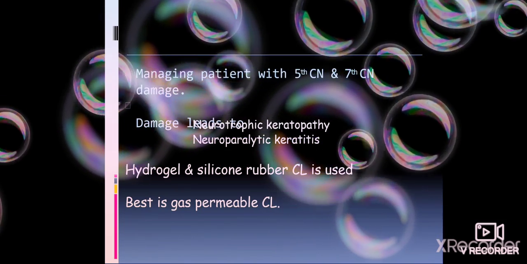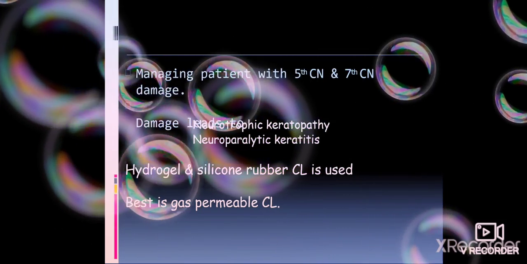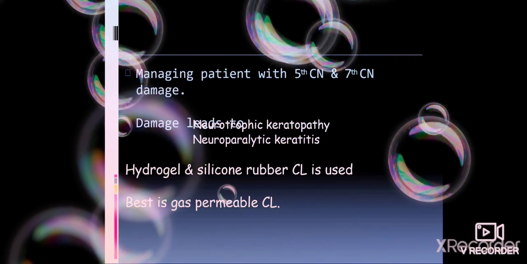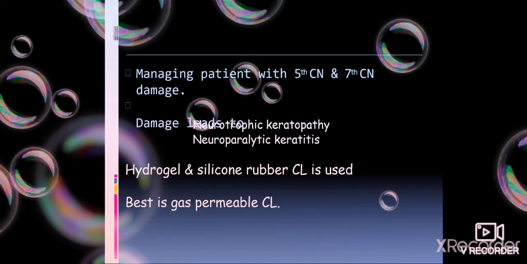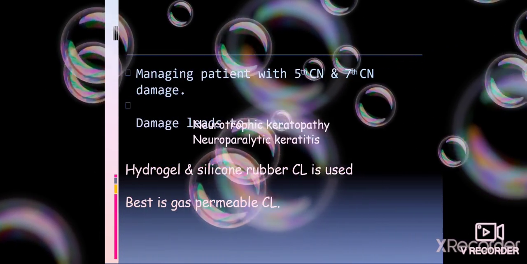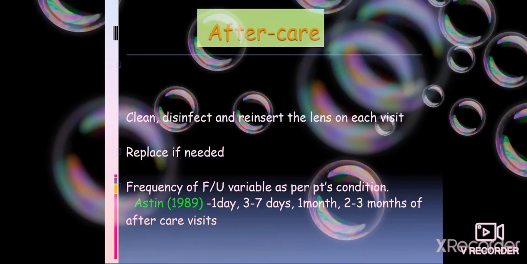They are also used in managing patients with 5th and 7th cranial nerve problems. In 7th cranial nerve, facial nerve palsy develops, due to which the eyes will be unable to close. The patient is unable to close the eyelids and may develop exposure keratitis. So in that case we can use the therapeutic bandage contact lens.